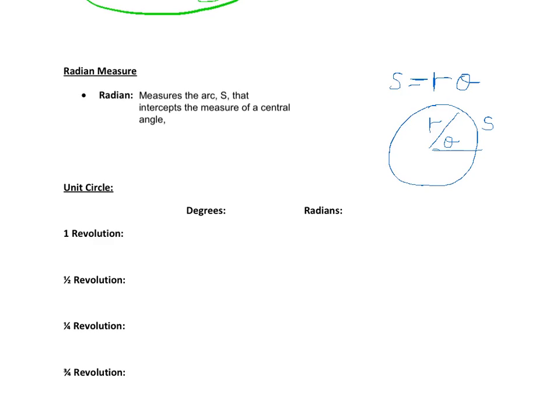All right, for radians, what a radian means is it measures the arc S that intercepts the measure of a central angle. We'll say the central angle is theta. So I'll put that in there. Let's look over at this beautiful circle that I drew here, this blue circle right here.